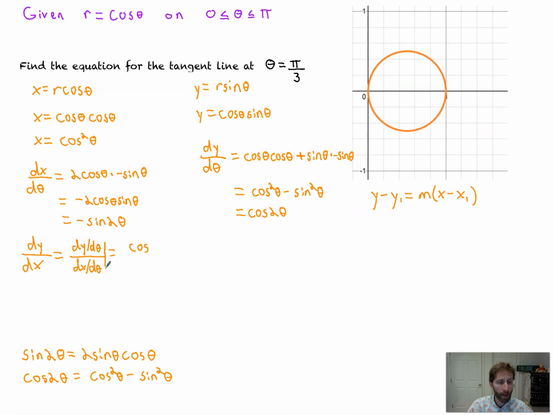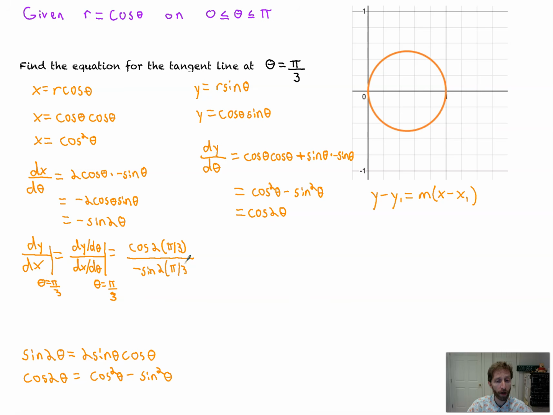So we're going to evaluate that now, I should say, at the theta value that we want, pi over 3. So I'll put that here. Theta equals pi over 3. Got a little excited there. And so we're going to do cosine of 2 times pi over 3. That's dy d theta at pi over 3. Then we're going to do minus sine of 2 times pi over 3.